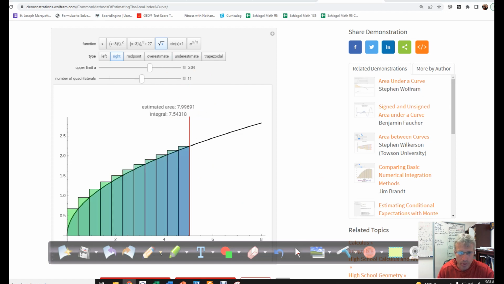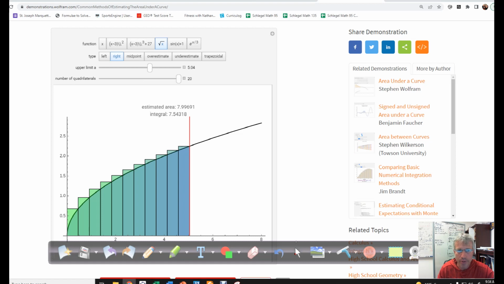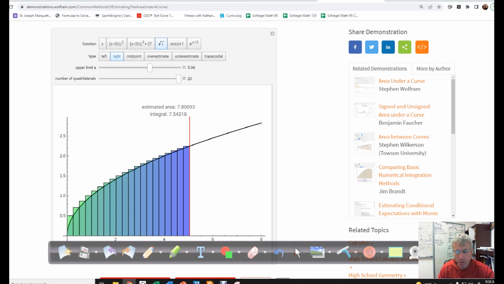So here we're going to shoot for 11 rectangles, and now my estimated area is about 8, and the actual area is about 7.5. And now you can see these error regions where the rectangles are above the curve, giving an overestimate. They are much smaller than they were in the original image. The idea is we could continue to improve the estimate by making the number of rectangles larger and larger, with rectangles of equal width. So here I have 20 rectangles fit into the curve, and you can see the estimated area is about 7.8 and the actual is about 7.5.